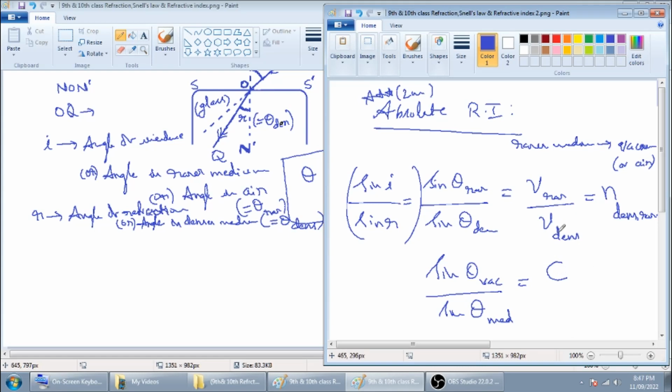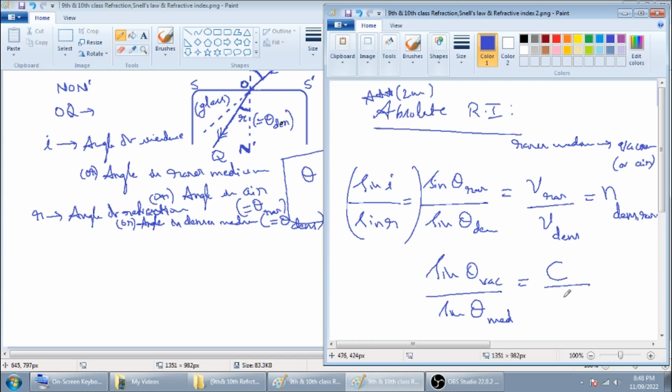So this velocity of light in vacuum is a constant value, because it's found that all colors of light in vacuum travel with this constant velocity. That's why it's called a universal constant. So this special velocity of light, in which medium now here? The rarer medium is what here? Vacuum. This velocity of light in vacuum, V vacuum, because it's a universal constant, it's written as C.